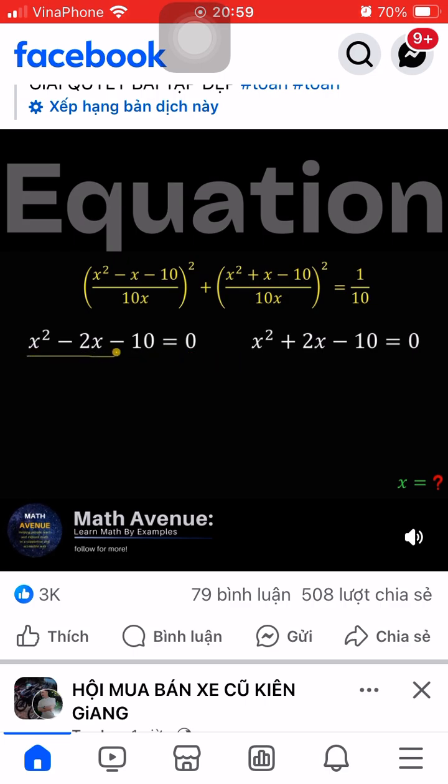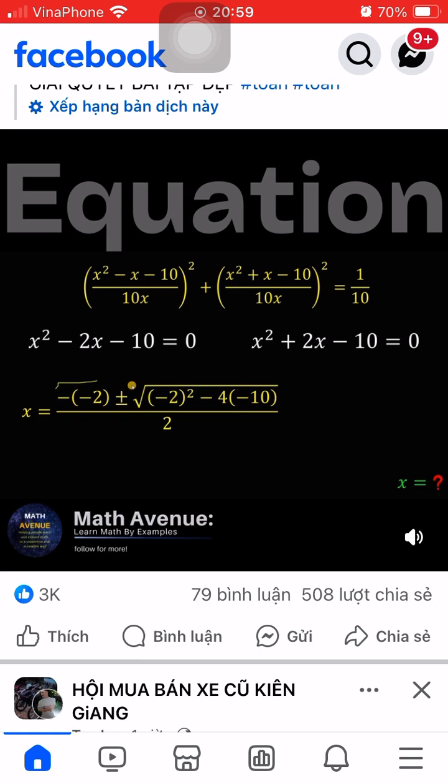Let's solve first this equation, x squared minus 2x minus 10 equals 0. So, using the quadratic formula, negative b plus or minus square root of b squared minus 4ac all over 2a. Now, this a here is the coefficient of x squared, which is 1. So, let's replace a with 1. Now, this b is the coefficient of x, which is negative 2. And c is the constant term, which is negative 10. Now, let's simplify. Negative of negative 2 is positive 2. Negative 2 squared is simply equal to positive 4. This negative 4 times negative 10 is positive 40. 4 plus 40 is 44.